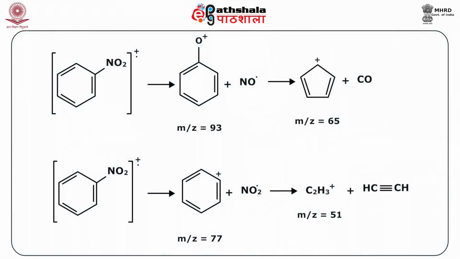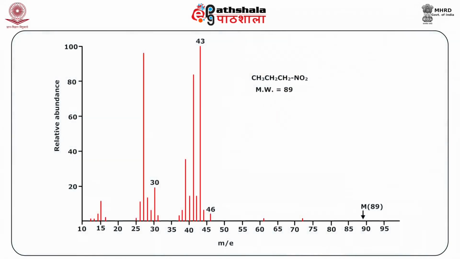Nitro compounds. The molecular ion peak for aliphatic nitro compounds is generally not observed, while for aromatic nitro compounds the molecular ion peak is very strong. For aliphatic nitro compounds, a peak at m/z equal to 30, which corresponds to NO plus ion, and m/z at 46, that corresponds to NO2 plus ion, is observed. Now you can see here the mass spectrum of 1-nitropropane and a very faint molecular ion peak. However, the fragments are very intense as discussed above.